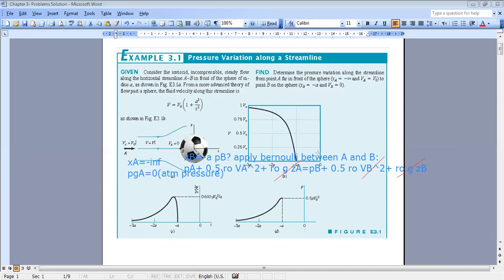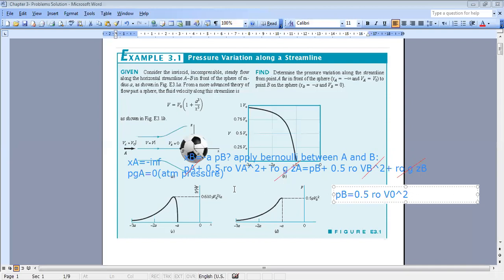So I will end up with, and PA, as you said, is 0. If we are talking as gauge pressure, PA is 0. So I end up with the following result, that PB is equal to half rho times V0 square, okay? And whenever I have a point where the velocity is 0, I say that this point is characterized by the stagnation pressure, okay?